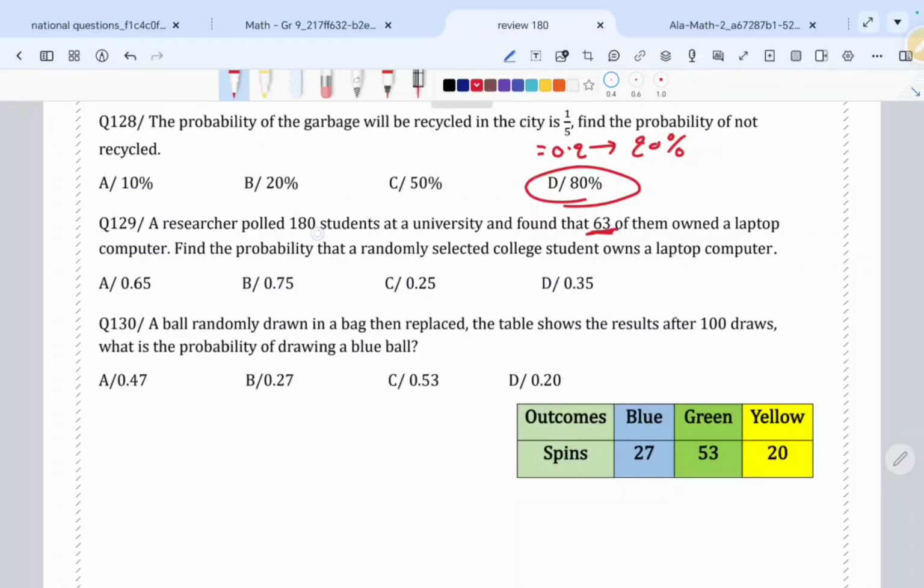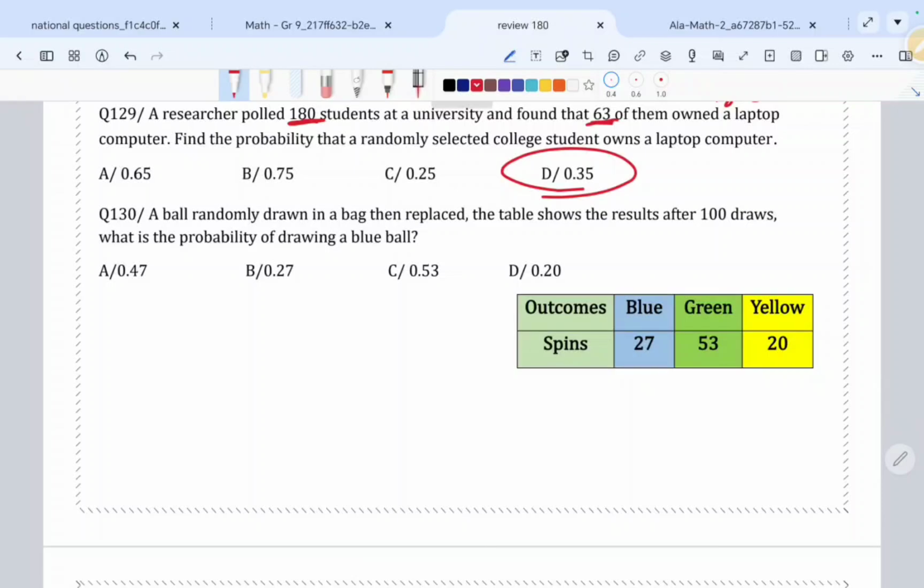This one you have to divide 36 out of only 36 out of 180. The answer will be 0.35. Now they ask about drawing a blue ball. Blue is 27, so it will be 0.27.